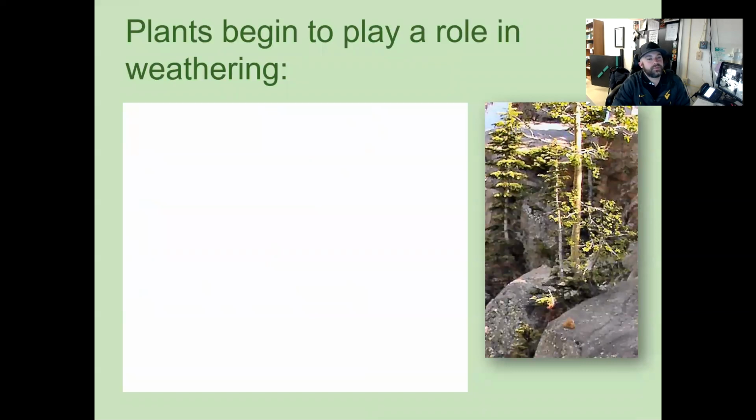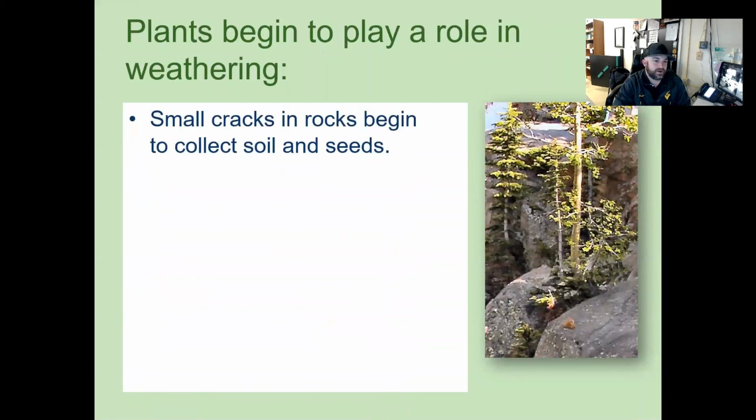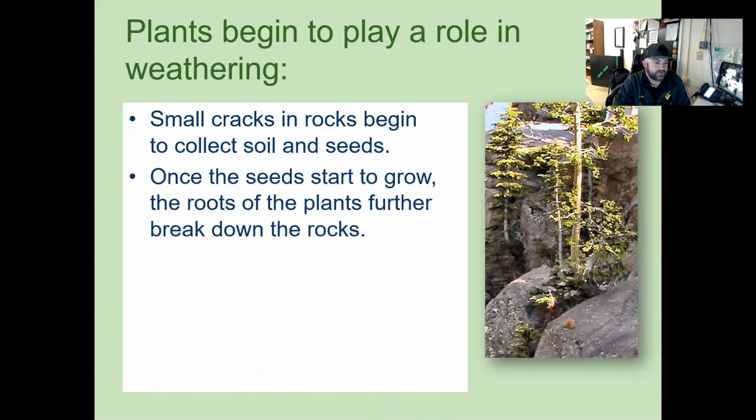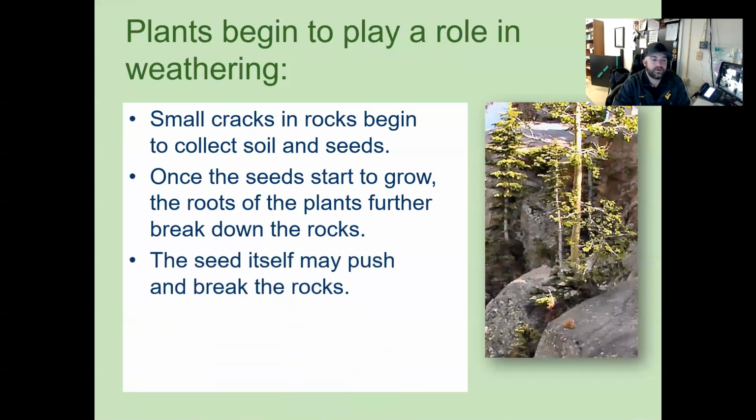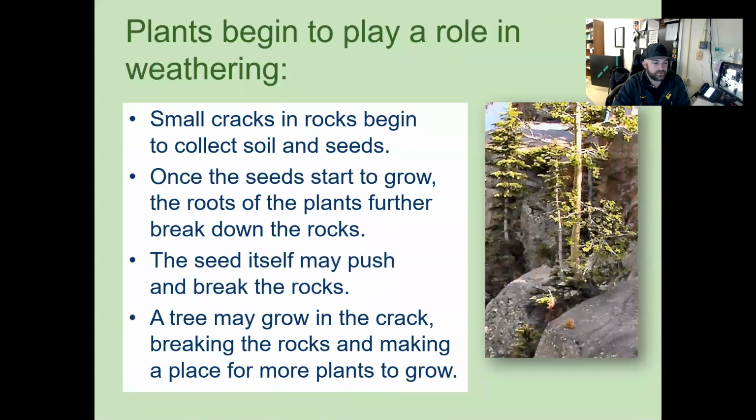Plants also begin to play a role in weathering. Small cracks in rocks begin to collect soil and seeds. Once the seeds start to grow, the roots of the plant further break down the rocks. The seed itself may push and break the rocks, and a tree may grow in the crack, breaking the rocks and making a place for more plants to grow.